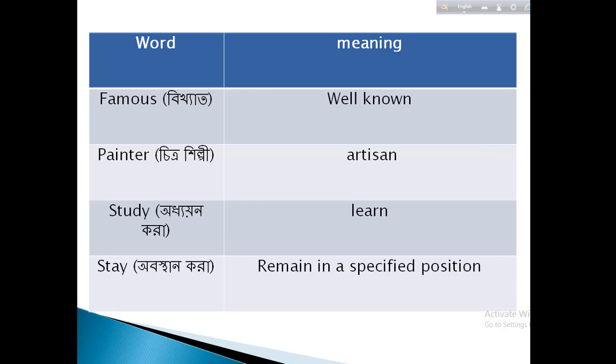One is famous, another painter, study and stay. Dear students, famous means well known. Suppose Mashrafi is a famous cricketer, famous, well known. Lots of people know him.